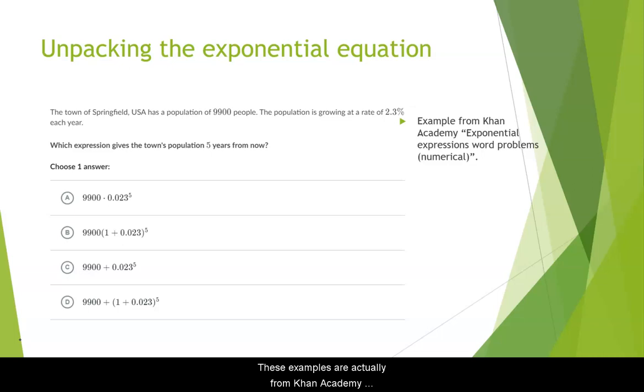These examples are actually from Khan Academy Exponential Expressions word problems. The town of Springfield, USA has a population of 9,900 people. So that's our initial value. That is going to be our a value, if we're looking at this as P of t equals a times b to the t power. So a is 9,900. The population is growing at a rate of 2.3% each year.